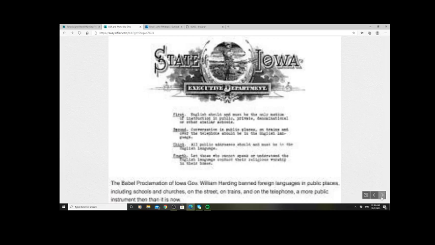In the state of Iowa, there was a proclamation made known as the Babel Proclamation. It became law, which forbade people in Iowa. Now, Iowa is an important state for this because there was a significant German population in Iowa. It forbade the speaking of foreign languages, i.e. German, in public places, including schools, churches, on the street, in trains and on the telephone. And this is censorship. Germans are basically being told, yeah, you are American, but you're an American German, so you're not quite the type of American that we would say is a true patriot.